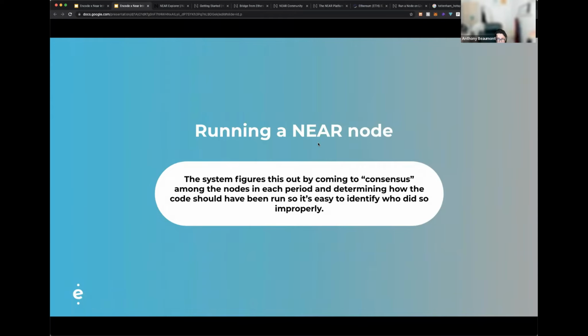You might be like, so how does it figure out? Well, the system doesn't just rely on one person to tell the network. It comes to consensus. So it gets lots of people to verify something. And if X percentage verifies and consensus is reached, you can go back and ask who didn't agree, and then use that to identify who was running improperly.